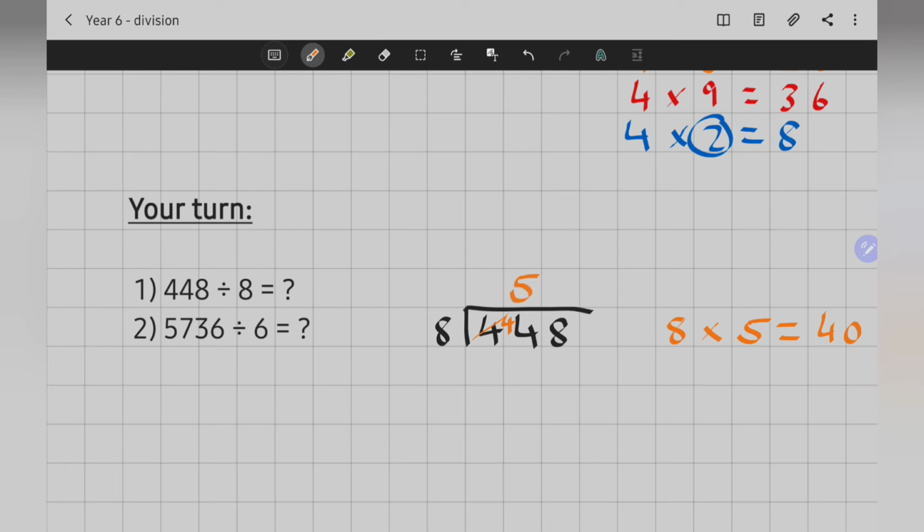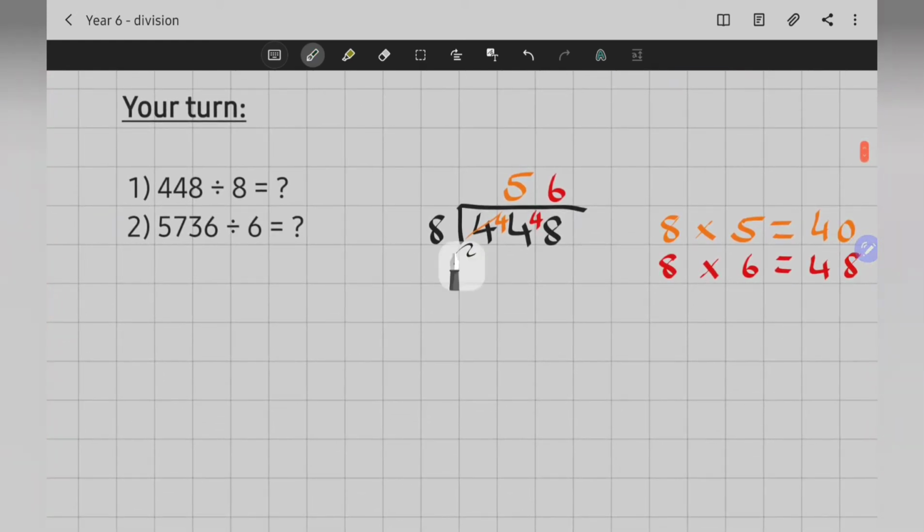But I've got a few left over. I've got 4 left over, so pass that on. 8 into 48. Well, 8 times 6 is 48. Therefore, my answer was 56. Moving on then, how did you get on with number 2? So, draw my bus stop. 5,736 divided by 6. So 6 into 5, 5 is too small.